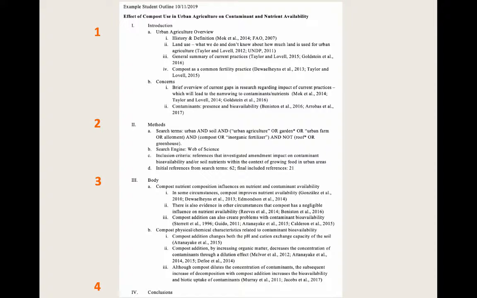There are 4 major parts of the outline that we're looking for: the introduction, the methods, the body, and the conclusions. And we'll especially give attention to the introduction and body in this mini lecture, and how the subsections of those and statements of topic that will become your paragraphs should be included.